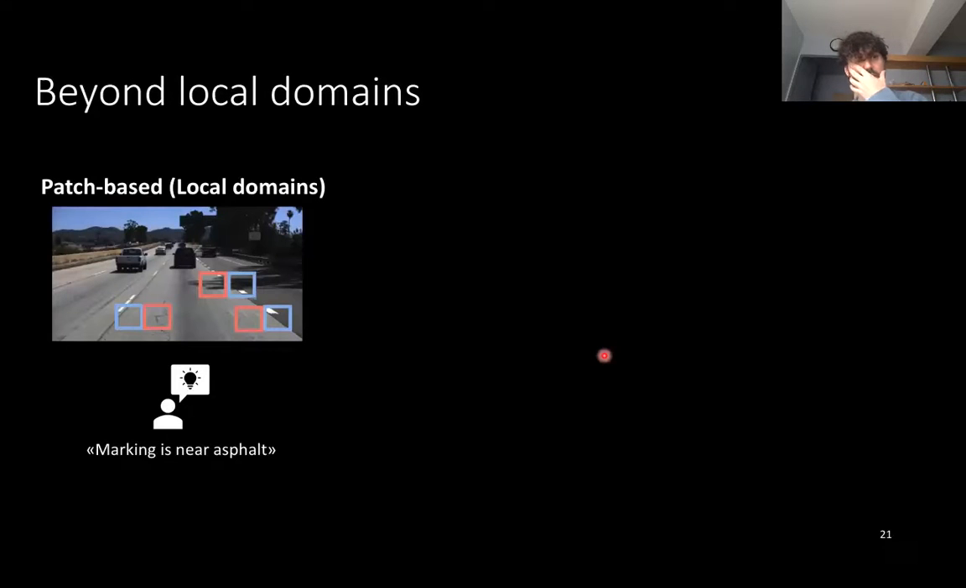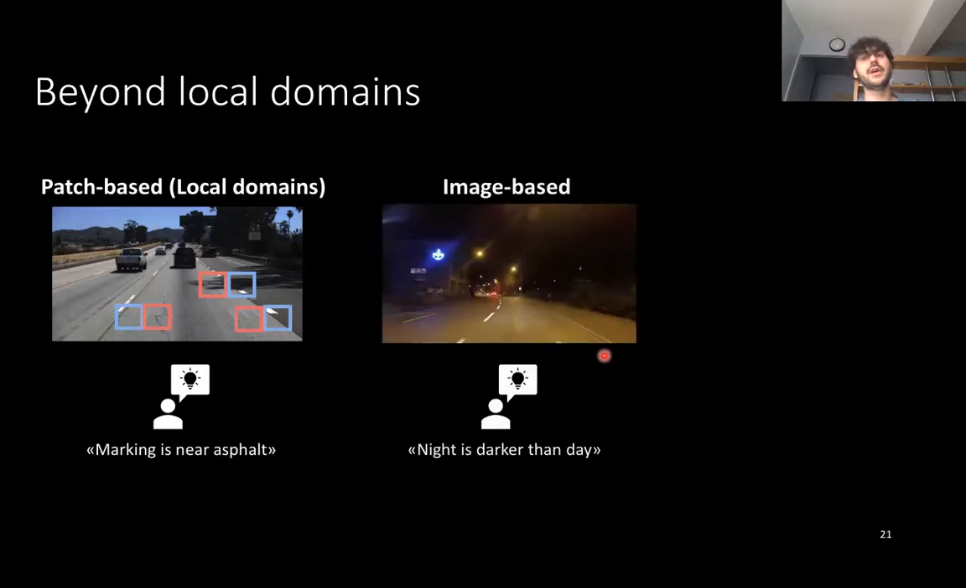In particular for this task, I'm just going to give a perspective of what's beyond local domains. We proposed a patch-based human interpretation of a problem by exploiting information like marking is near the asphalt, and we developed our local domain. But we can go further. In terms of ideas, we can reason about information within one dataset, for instance, the fact that night is darker than day, and exploit this kind of information.